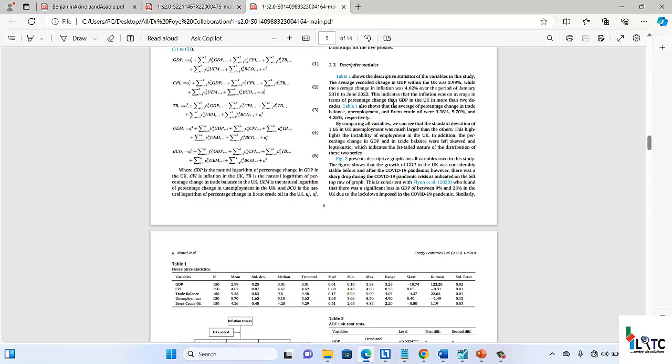You can also see that the table also shows the average of percentage change in trade balance, unemployment, and crude oil were this. So by comparing all variables, we can see that the standard deviation of this in the UK was larger than the others. Now, as I mentioned, standard deviation is either variability or dispersion or instability. So this highlights the instability of unemployment, or volatility. If it is in finance, they will use volatility. You can get my point. So your field will dictate the tone of your interpretation.